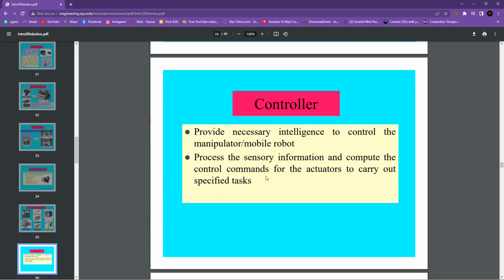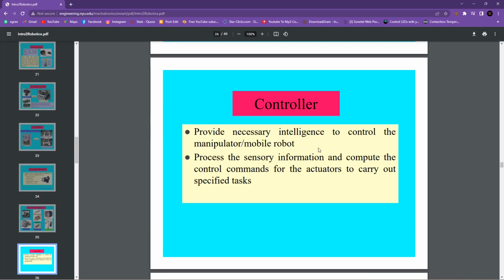So let's talk a little bit about controllers. We've talked about sensors and actuators, so the last thing we need to talk about is the controllers. These three things are not the only things that constitute a robot, but they are the main things we need to know about robots, because without them, robots are not robots. So let's talk about controllers.